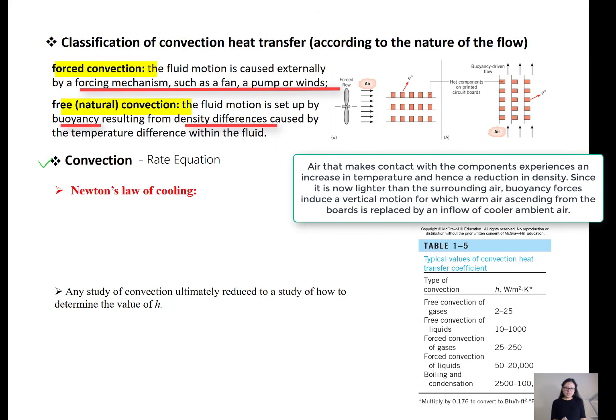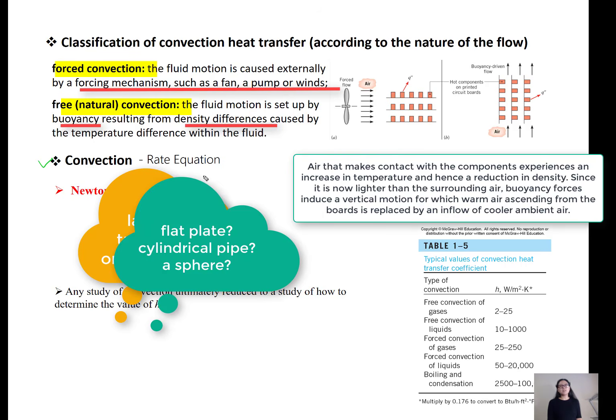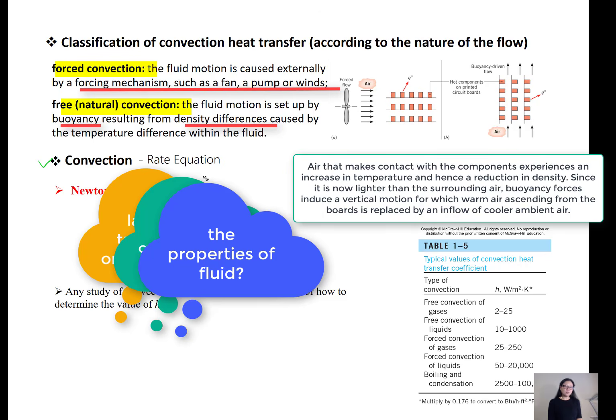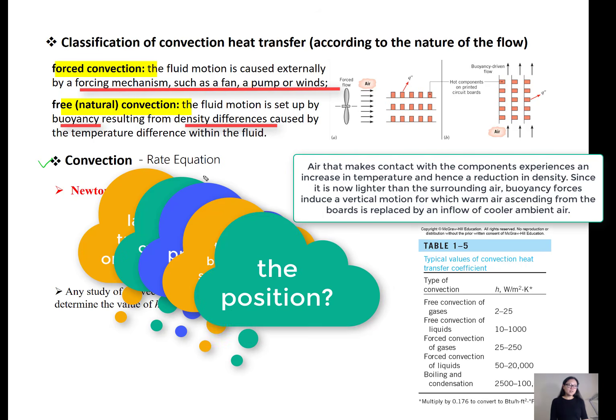Now let's look at the rate equation for convection. Convection in general is a very complicated matter, because convection heat transfer rate is affected by many factors. For example, the type of flow. Is it laminar, turbulent, or transitional? It depends on the geometry of the body. Is it a flat plate or a cylindrical type? It depends on the physical properties of the fluid, the temperature difference between the surface and the fluid. It depends on the position along the surface of the body.